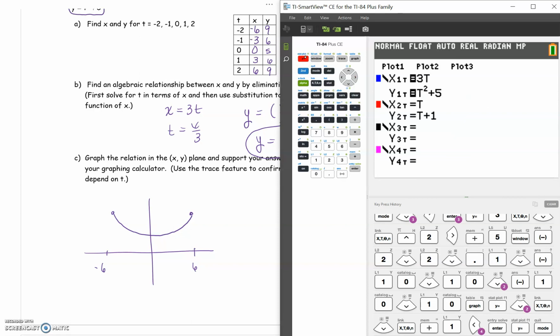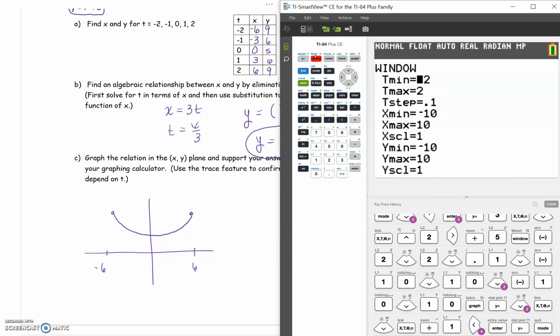After you do that, notice that the t is on the X,T,theta,n button right here. So if you type in 3t and t squared plus 5, now when you go to window, you might want to do a zoom 6 or something to get started. I typed in that t interval of -2 to 2. Now t-step, we're not really sure what that means right now, so let's just put 0.1 and we'll explore that later on. And for x-min to x-max, I just went -10 to 10. Let's take a look at what the graph looks like.